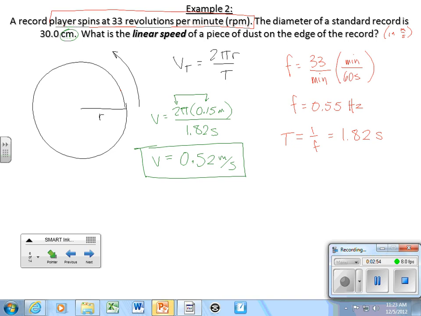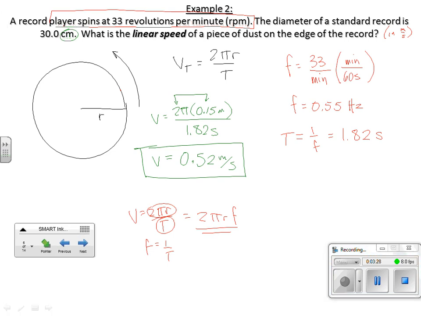Now some of you might notice that working with v is 2 pi r over t, since frequency is 1 over period, this is the same as 2 pi r times 1 over period. This is actually the same thing as just doing 2 pi r times the frequency. So if you want to eliminate the step of finding the period, you can just do 2 pi r times f.